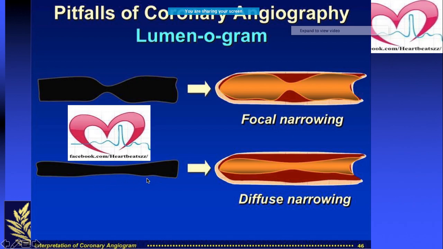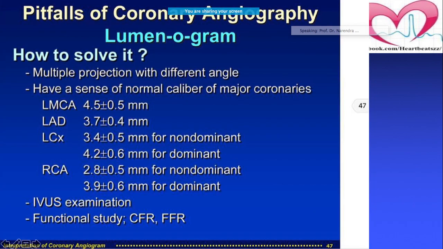In the lower diagram, it also shows the diffuse narrowing, and there is more of a focal narrowing in the first one. So from the angiography only, you may think the first diagram is much more difficult. It's a very difficult patient, or a worse prognosis compared to the second one. But it's not true. The second patient needs much more attention and many more interventions compared to the first one.